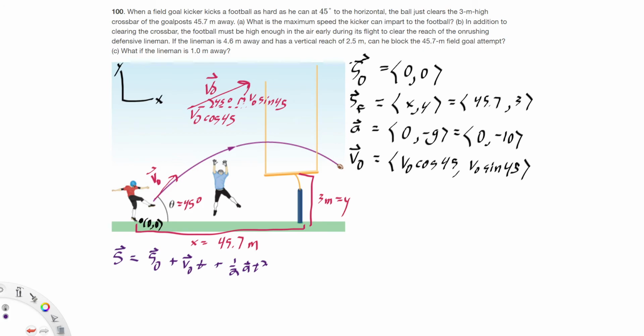So, in essence, this is the same as the golfing problem, right? We have the same unknowns, we're using the same equation, so the math should look pretty similar. Let's see what we've got. So in the x direction, it's going to be v naught x t, and in the y direction, we're going to have v naught y t minus 1/2 g t squared.